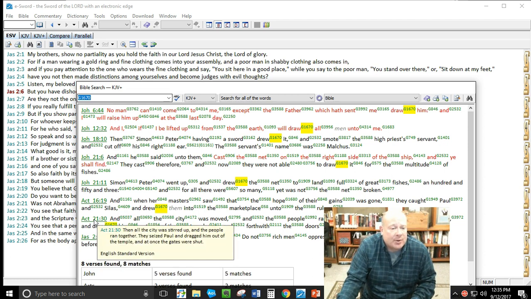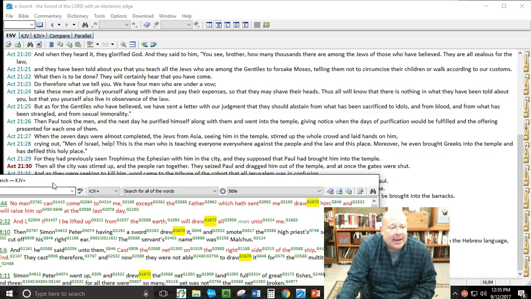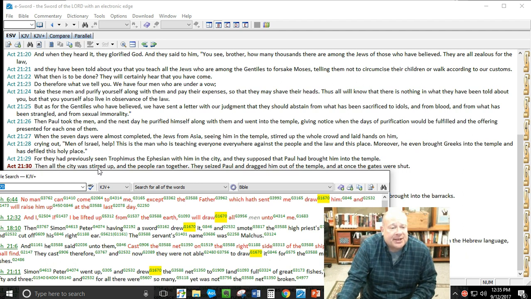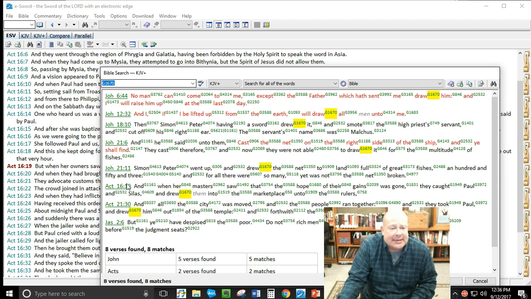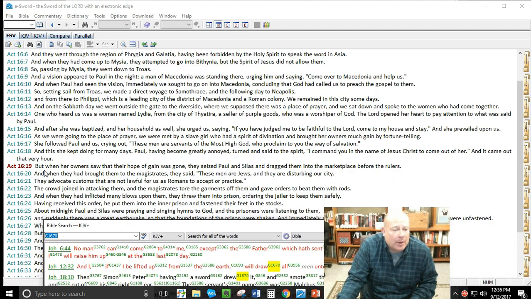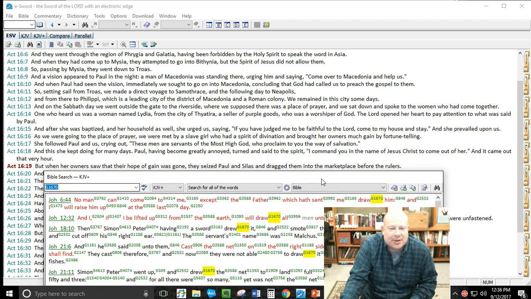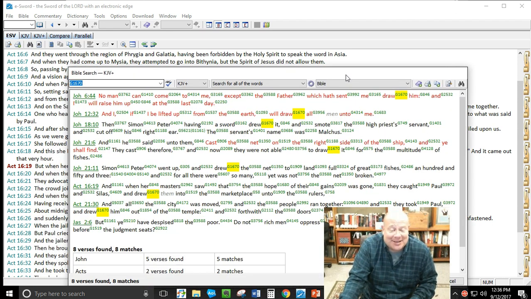All right, Acts 21:30. Here we have, "Then all the city was stirred up, and the people ran together. They seized Paul and dragged him out of the temple." Wow, that seems pretty strong. So I'd make a little note there. Acts 16:19. "But when her owners saw that their hope of gain was gone, they seized Paul and Silas and dragged them into the marketplace." So there's why they're being dragged, at least in these cases.